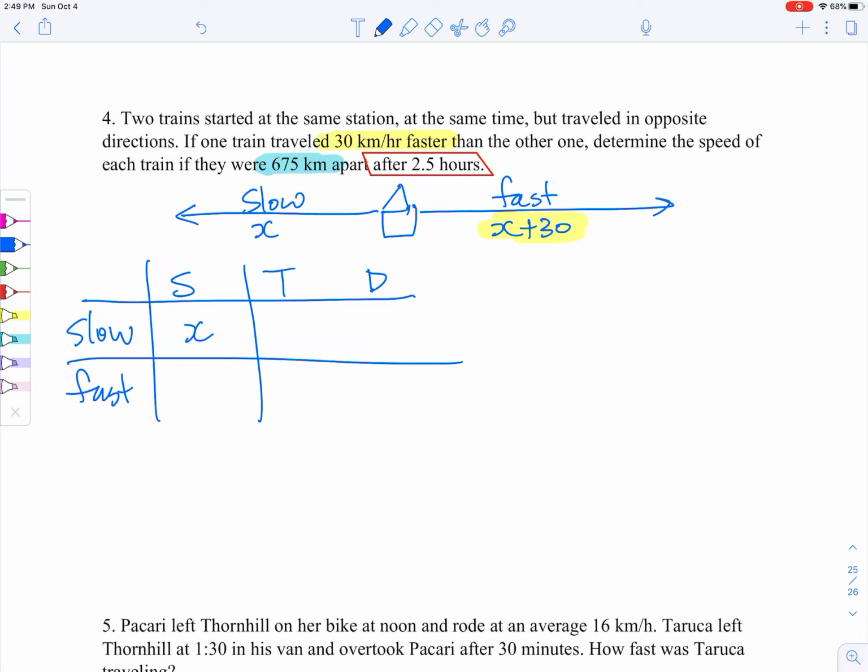The speed of the slow train, we don't know. It's x. The speed of the fast is x plus 30. The time they gave to us: it was 2.5 hours. And then we don't know anything else, but we do know that the total distance is going to be 675. So we're going to go back to speed times time equals distance.